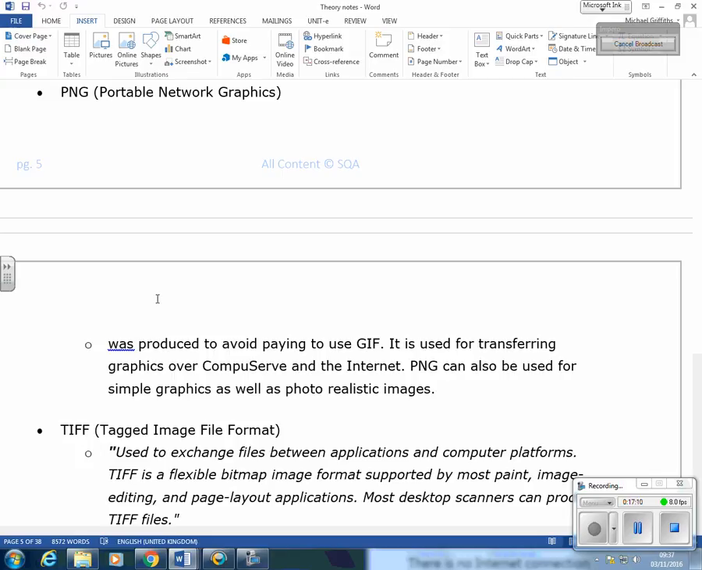What is replacing the GIF is the PNG. It can be used for simple graphics as well as photos. It's probably not as good as JPEGs for actual photos, but it can be used for them. So the PNG is like the new kid on the block, really, compared to the other two.